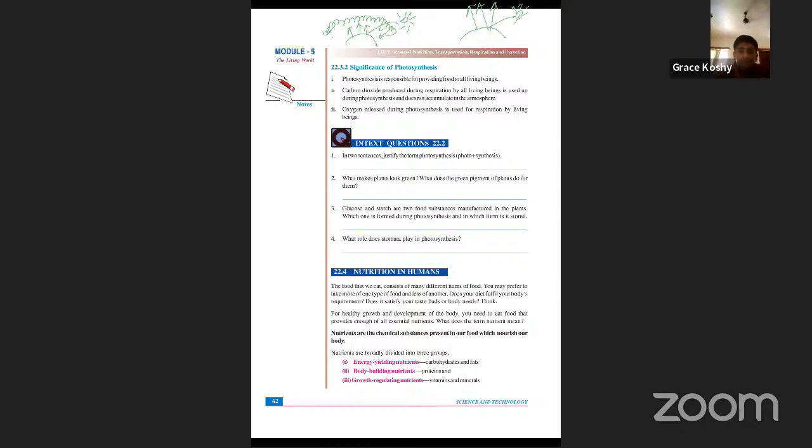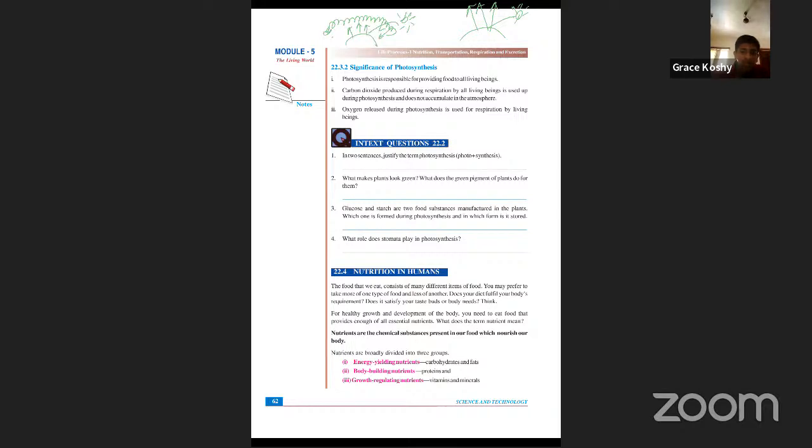Nutrition in humans. The food that we eat consists of many different items of food. You may prefer to take more of one type of food and less of another. Does your diet fulfill your body's requirement? Does it satisfy your taste buds or your body needs? Think. For healthy growth and development in the body, you need to eat food that provides enough of all essential nutrients.